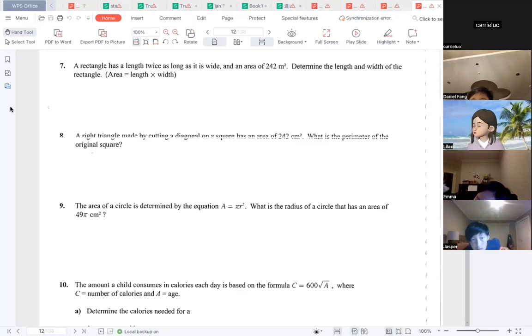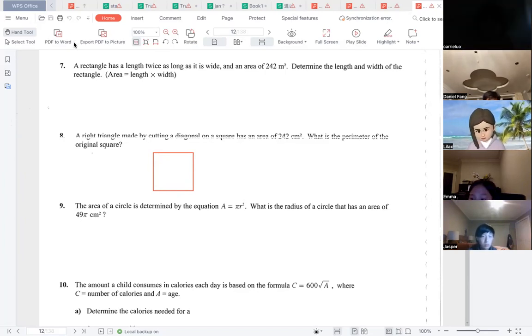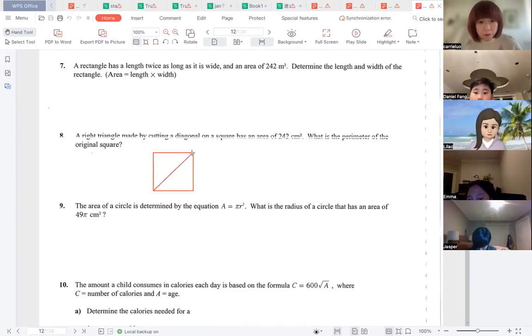I think this question is pretty easy, right? A right triangle made by cutting a diagonal on a square. So if you want to do that, I would like you to draw the square first. Understand, Lilac? Okay, Daniel? When you go to high school, you're going to find out that high school has higher standards of requirements than primary school. So how do we do this? We draw a diagonal of the square. The diagonal cuts the square into half, right? So if the triangle is 242 centimeters squared, the square is double that.